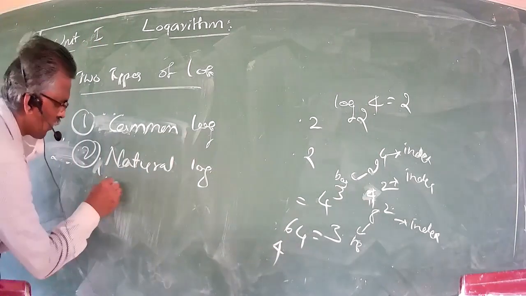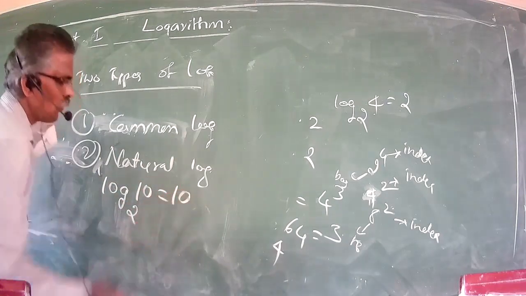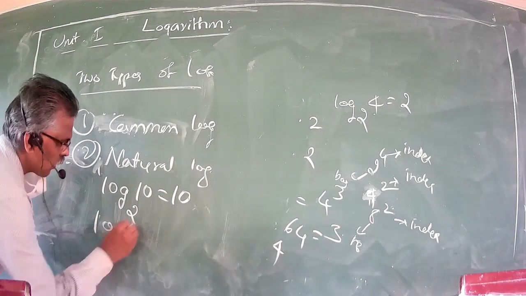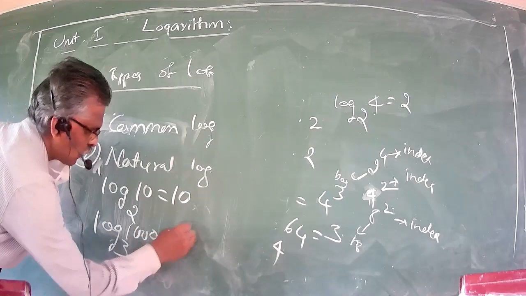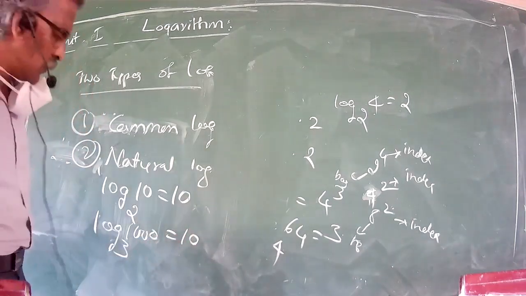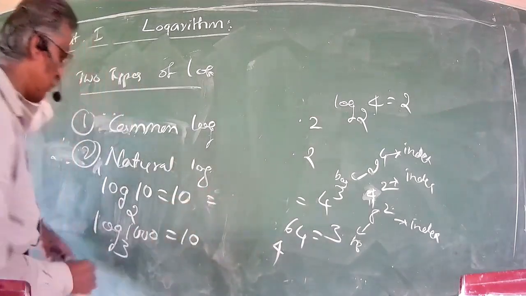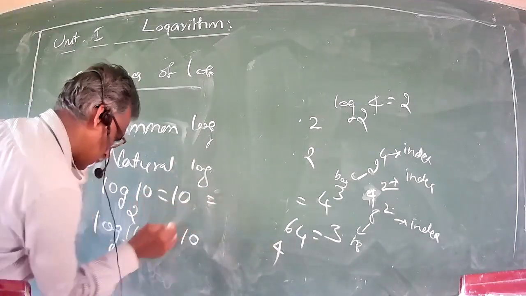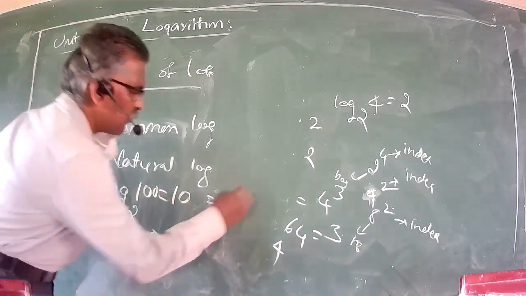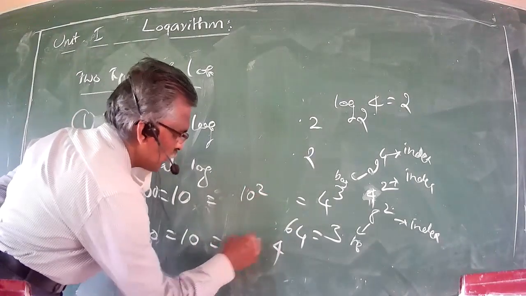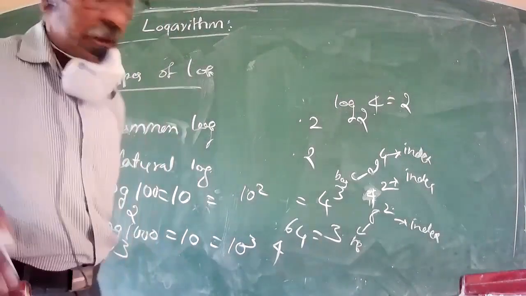So I can write log of 100 to the base 10 equals 2, and log of 1000 to the base 10 equals 3, because this is nothing but 10 squared, and here 10 cubed. These are the common logarithms.